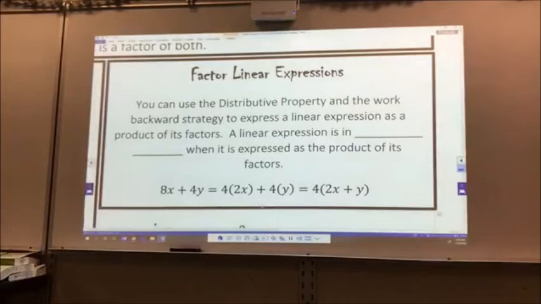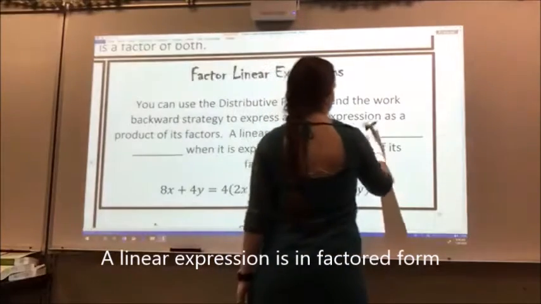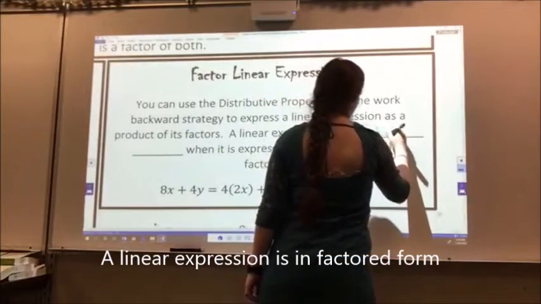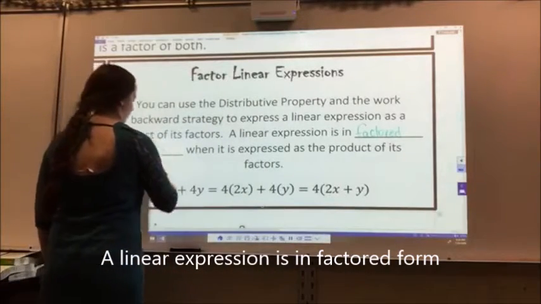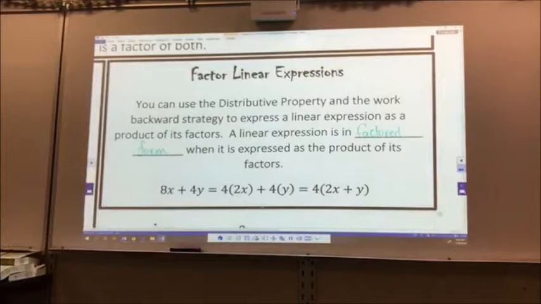All right, when I factor linear expressions, I can use the distributive property and work backwards strategy to express a linear expression as a product of its factors. A linear expression is in blank blank when it is expressed as the product of its factors. In those blanks, you're going to write factored form. So a linear expression is in factored form when it is expressed as the product of its factors.